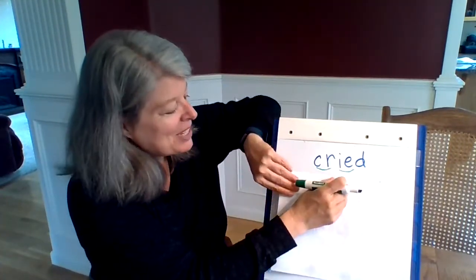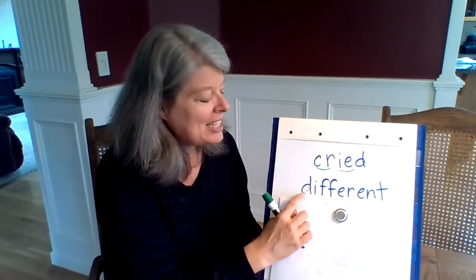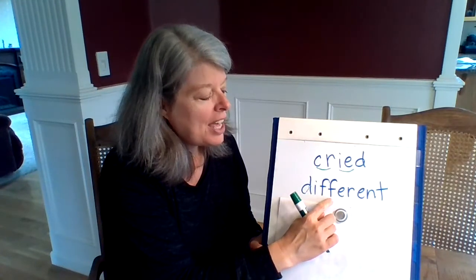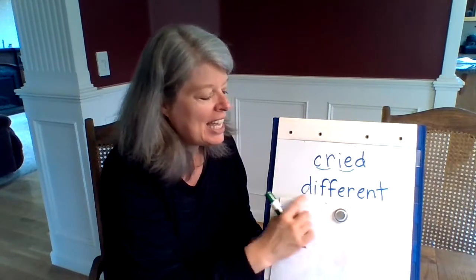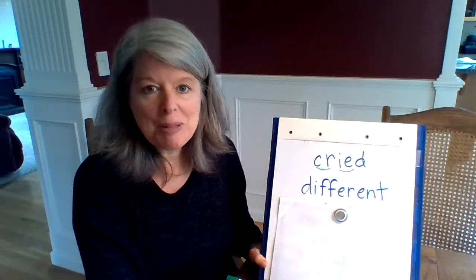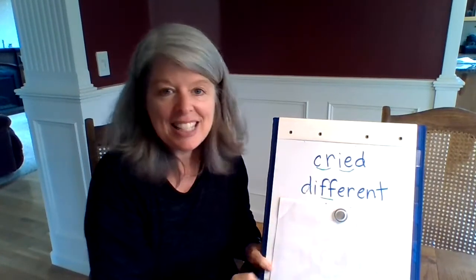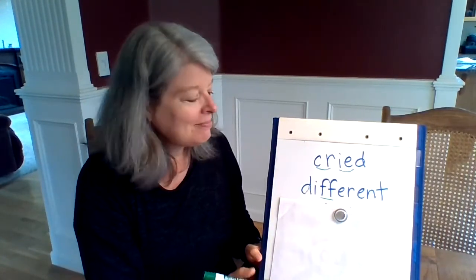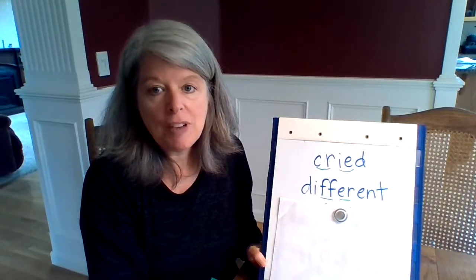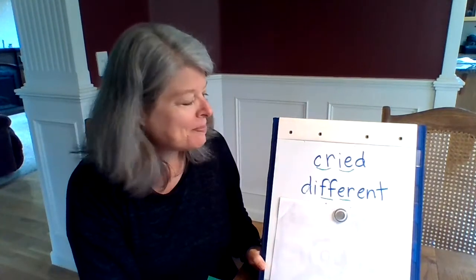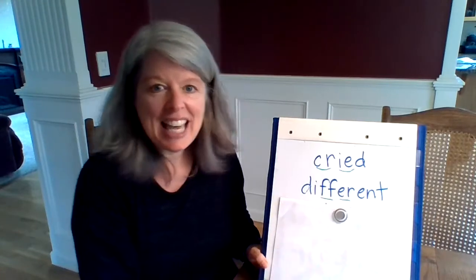All right, let's read the next word together and spell it. Different, D-I-F-F-E-R-E-N-T, different. What did you notice about this word? You may have noticed the double consonant. What else did you see? You may have noticed the ER. We call that an R-controlled vowel or bossy R. All right, anything else? The ENT at the ending.